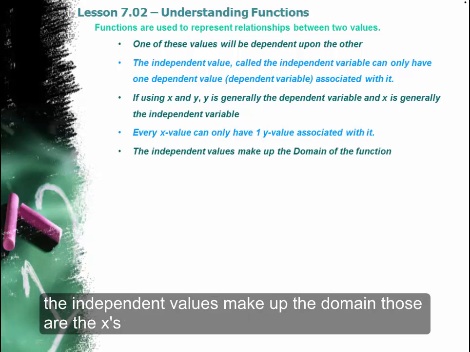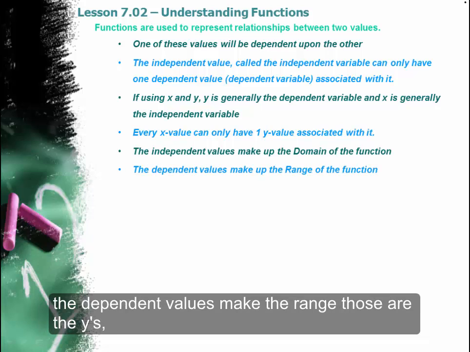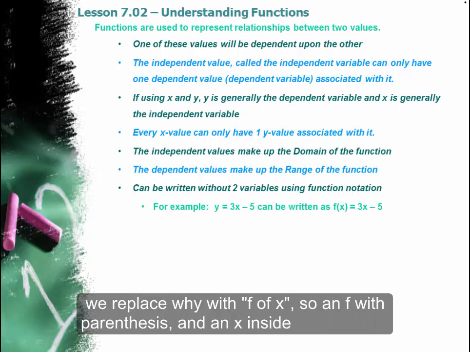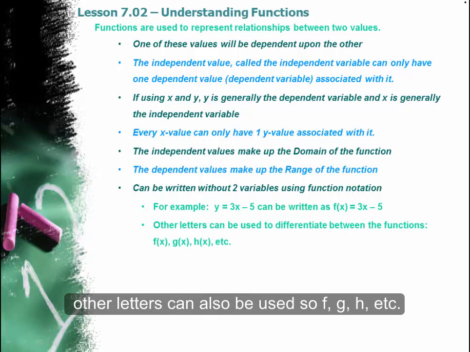The independent values make up the domain. Those are the x's. The dependent values make up the range. Those are the y's. And it can be written without two variables using what's called function notation. So instead of y, we replace y with f of x. So it's f with parentheses and then an x inside. Other letters can also be used, so f, g, h, etc.